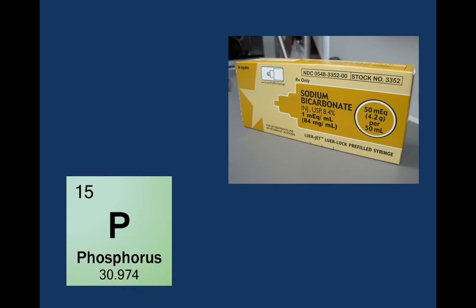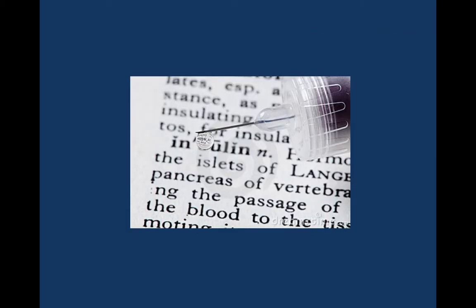Bicarbonate is controversial in DKA. Only give 50 milliequivalents if pH is less than 6.9. When given at a pH of 6.9 to 7.1, it may paradoxically worsen the acidosis.